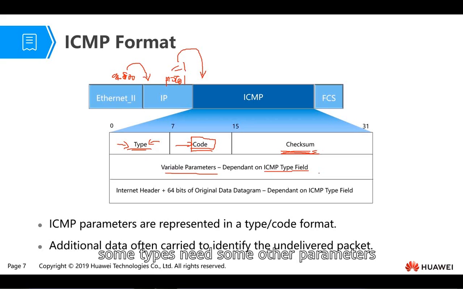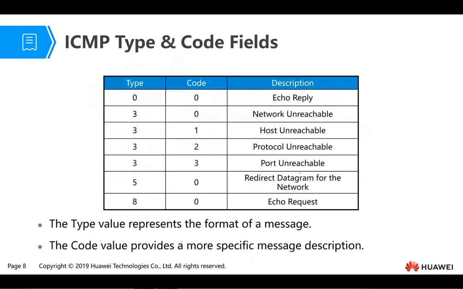And then there are other parameters depending on the different types. Some types need additional parameters. For example, redirect means you are pointing to the wrong gateway, so you need to point to another gateway, and the other gateway parameter should be specified here. Other types such as echo request and echo reply do not need it. Now let's go to the type and the code. This is an example of ICMP types and codes.